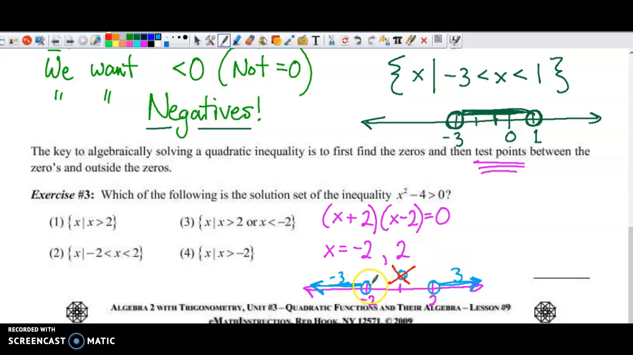And so the answer that we want is values for x that are smaller than -2 or bigger than +2, which corresponds to option 3.